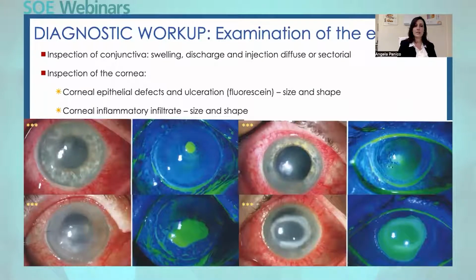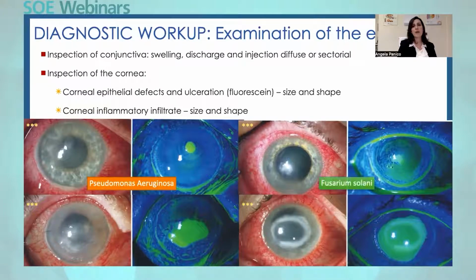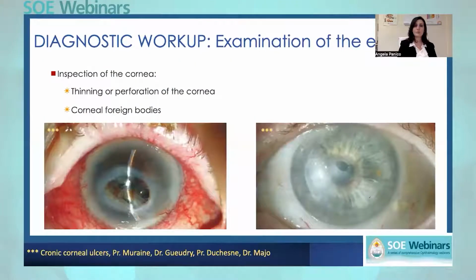Then the examination of the conjunctiva, which could be swollen, could have discharge, and the injection of the conjunctiva could be diffuse or sectorial. Then the aspect of the cornea, in particular the size and the shape of the epithelial defect and of the infiltrate, that could be single and central or peripheral, and sometimes multiple.